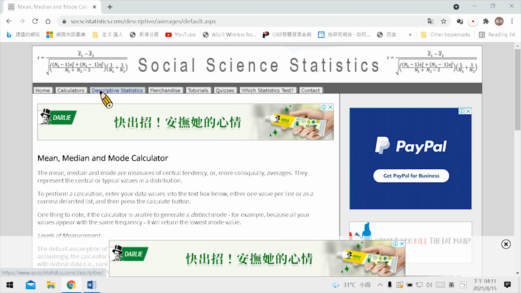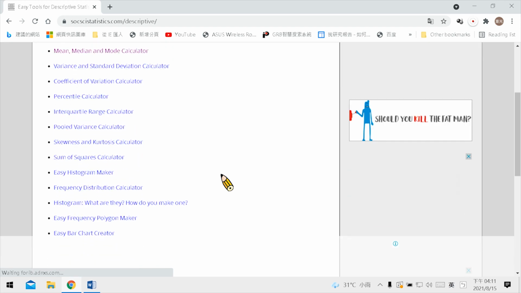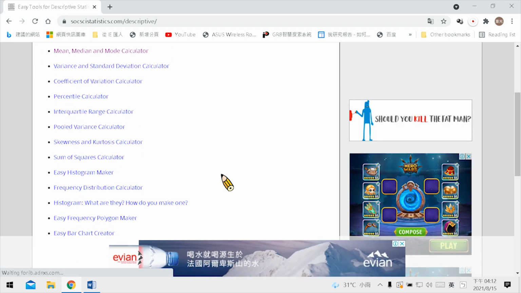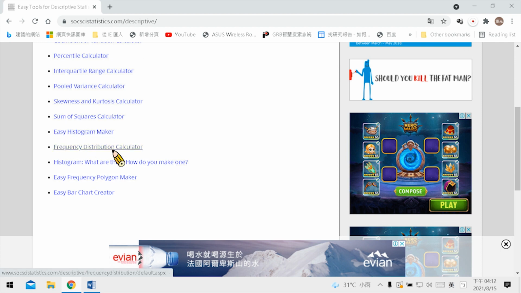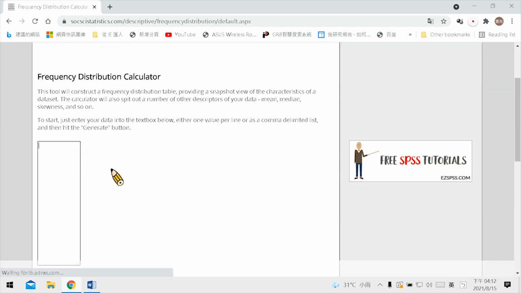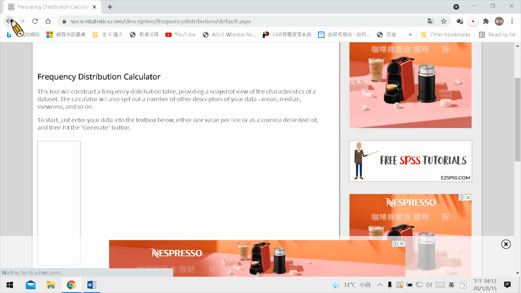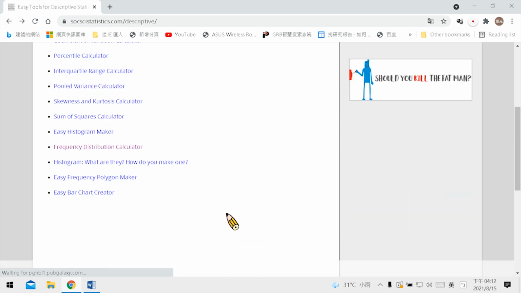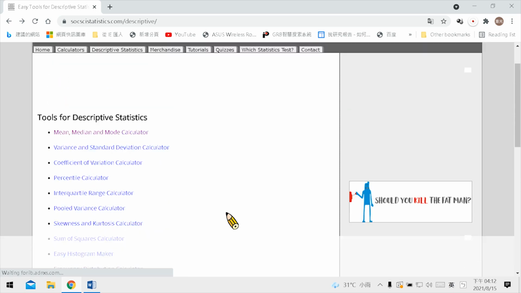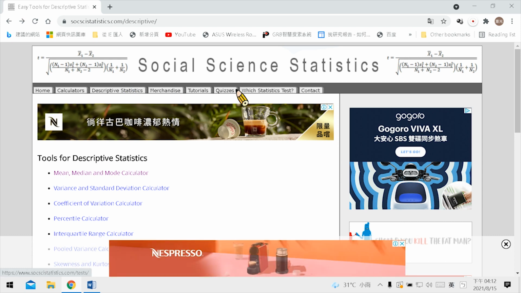And the descriptive statistics is in here, okay. And for the frequency distribution, you can use this one. Then you put the data in here, and put in commas, just commas, okay. Okay, this is the Social Science Statistics.